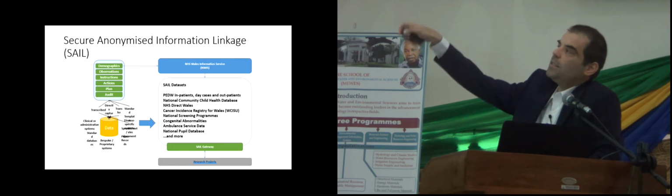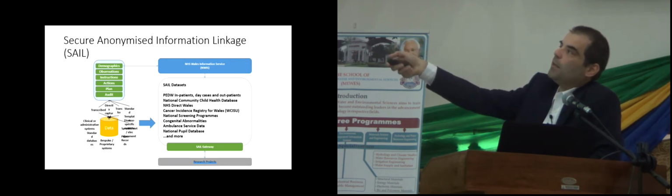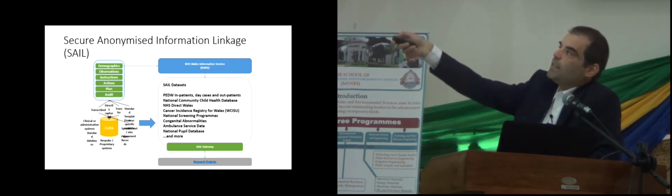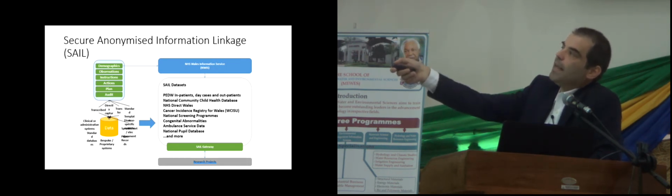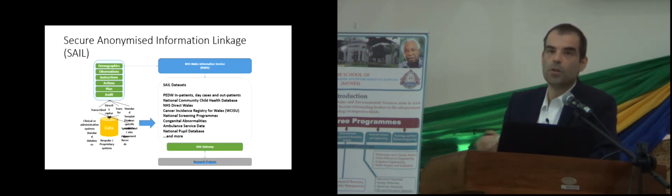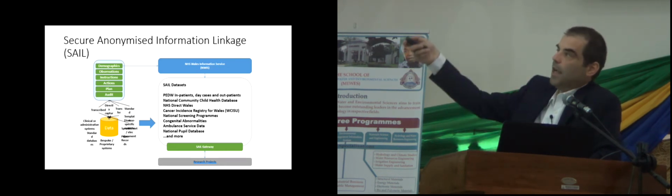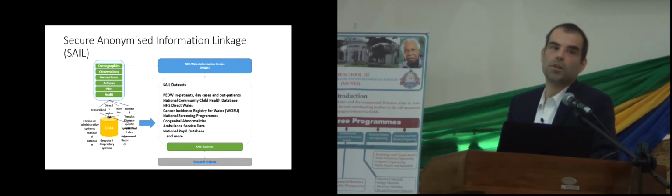And this is a quick overview of the kinds of data sets that you can find in SAIL. Some of the names might be cryptic, but we can see things like National Community Child Health Database, NHS Direct Wales, Cancer Incidence Registry for Wales, national screening programs, congenital abnormalities, ambulance service data, national pupil database. It's an incredible wealth of information available for research projects, available for people to probe research questions.